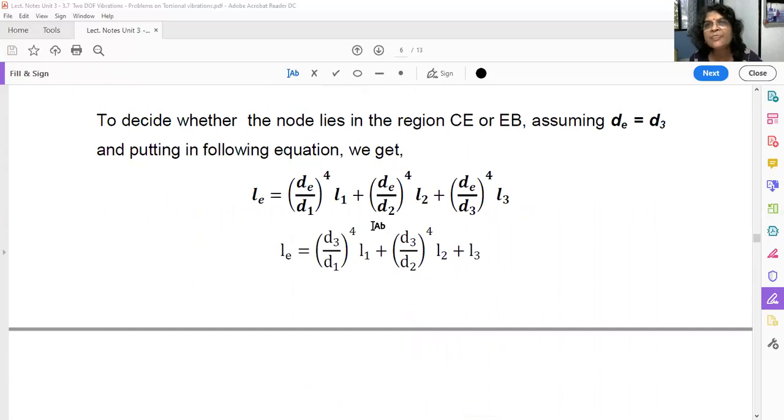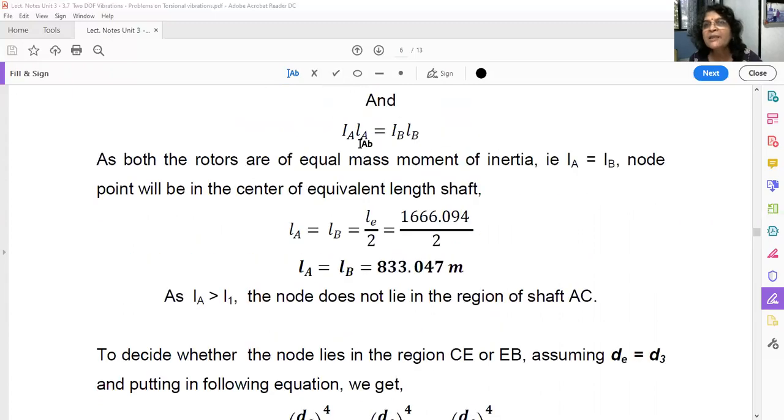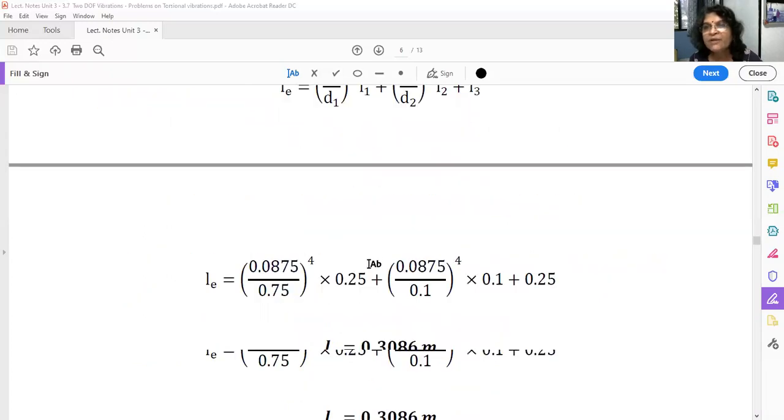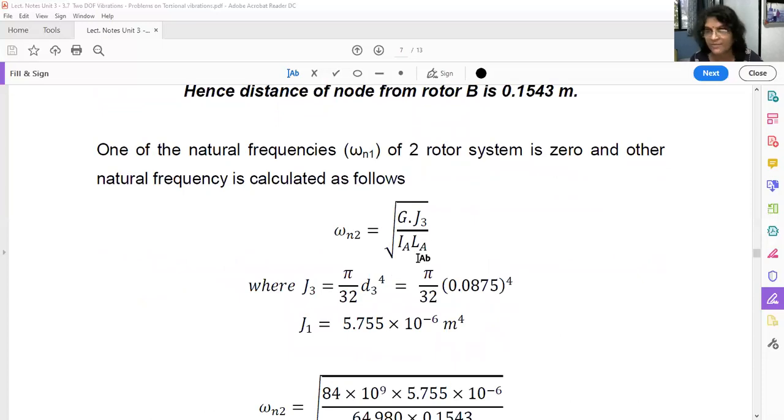See, we have written IALA must be IBLB. So here you have to consider any one equivalent, IALA or IBLB. Accordingly, this will change. So where J3 is equal to, this is a polar moment of inertia, pi by 32 D3 raised to 4. Why have we considered D3?